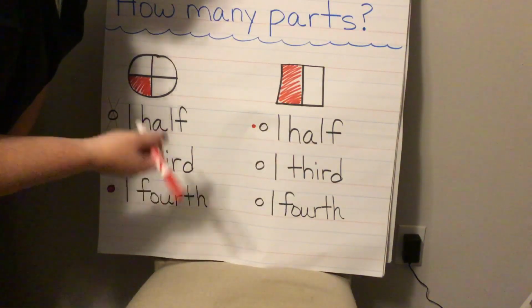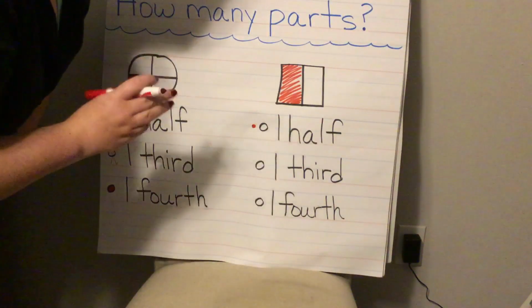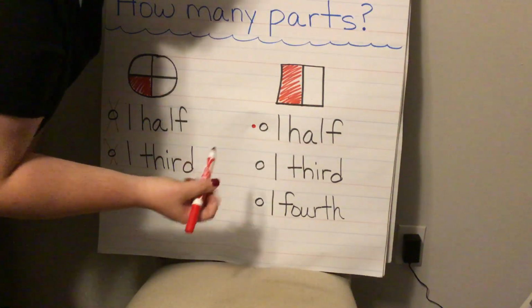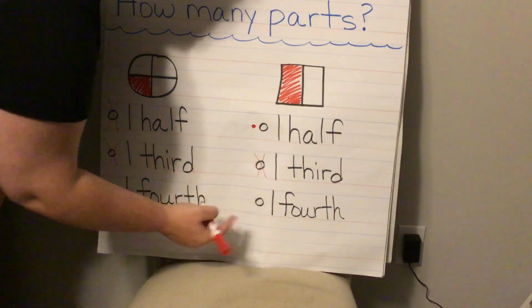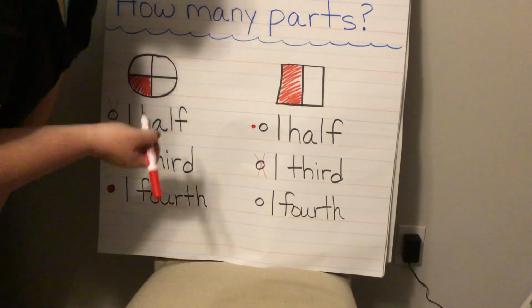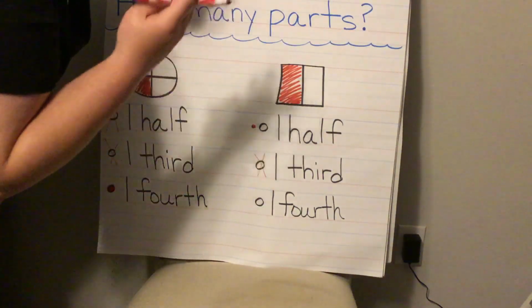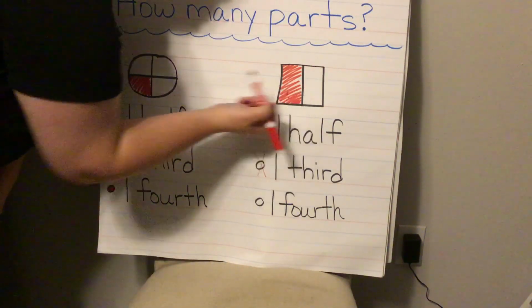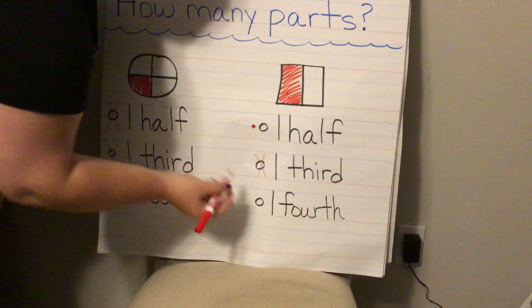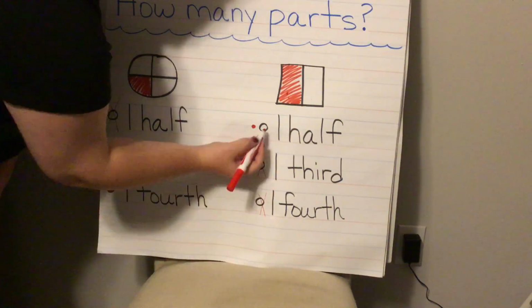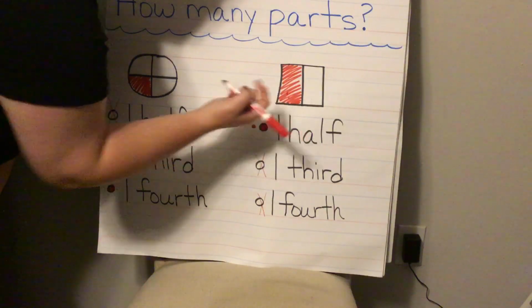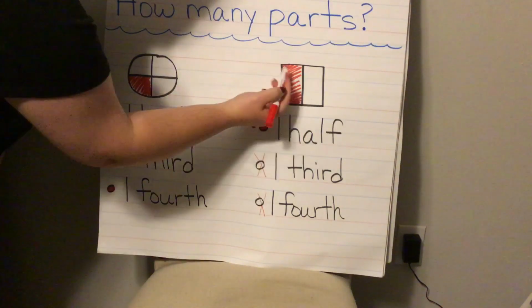1/3. Well, we know 1/3, that means there has to be 3 pieces. Are there 3 pieces? 1, 2. No, so it can't be 1/3. 1/4. We know a fourth means there are 4 total pieces. Okay? 1, 2. We don't have 4 pieces, so it can't be that one. So our answer is 1/2. Half of our square is shaded. Okay?